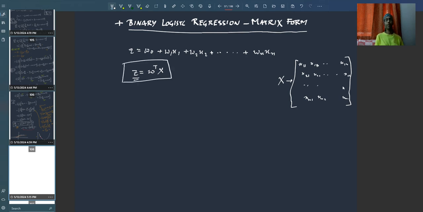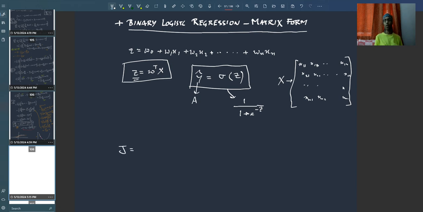Now, let's say we are trying to find out y hat. Y hat is equal to sigmoid of Z, the sigmoid function of Z. Sigmoid means 1 by 1 plus e to the power minus Z. A matrix of this is the y hat. Now we are coming to the cost function, friends. We'll be denoting y as a.